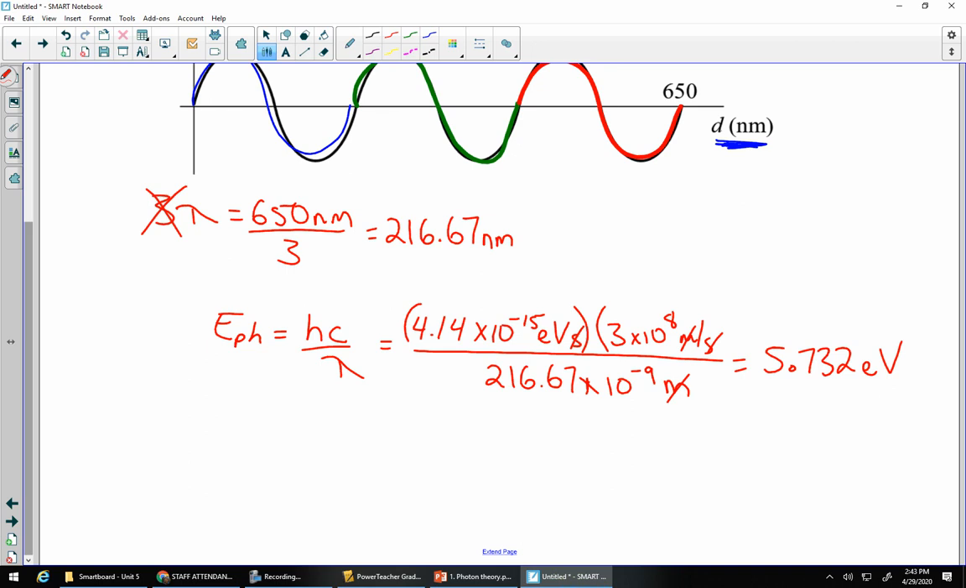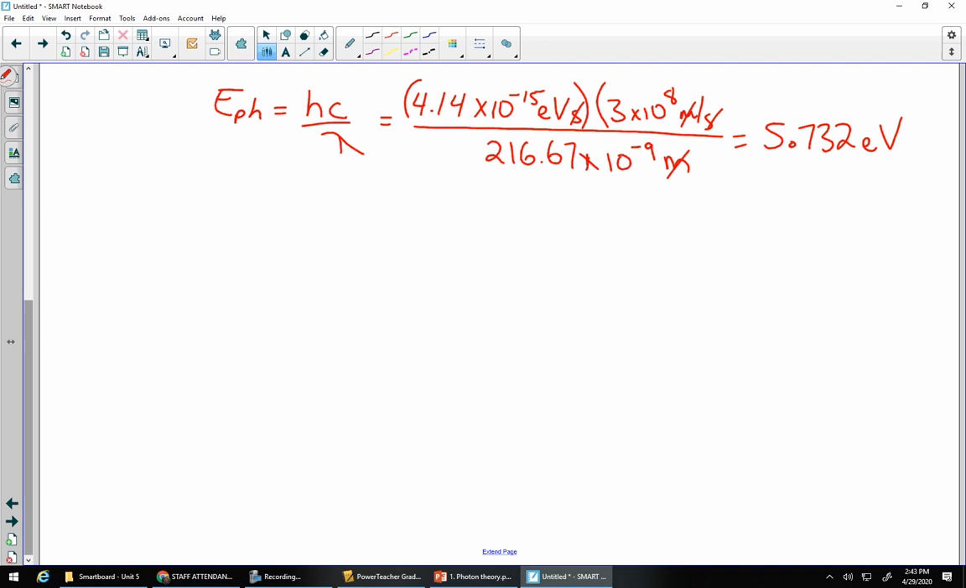So if this is the energy for one photon and we want 71, all we have to do is multiply this by 71. So the total energy is going to be equal to 71 photons times the energy per photon, 5.732 electron volts. And when we plug that in, that then works out to be 407 electron volts. Cool. That's our total energy.